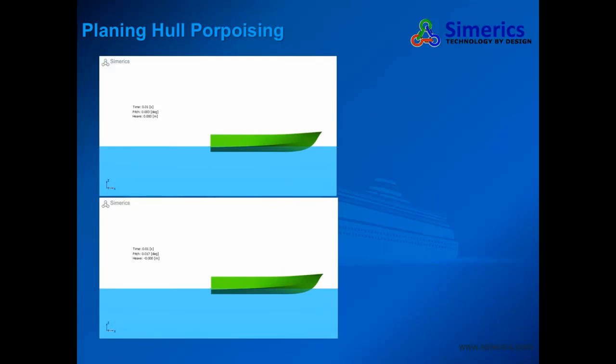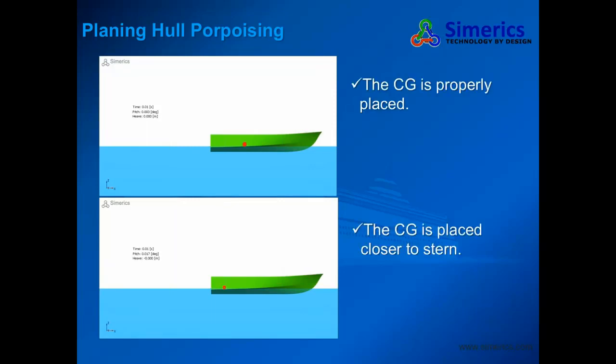Basically, they have the same hull shape, the same displacement, and the same design waterline, but there is one difference: we have a different center of gravity. For the upper one, we have the center of gravity properly placed around the center of the hull. For the lower one, we just put it a little bit backward. So let's see what happened.